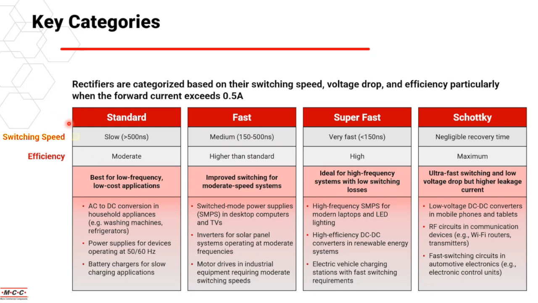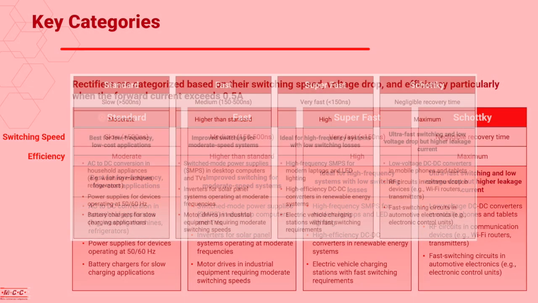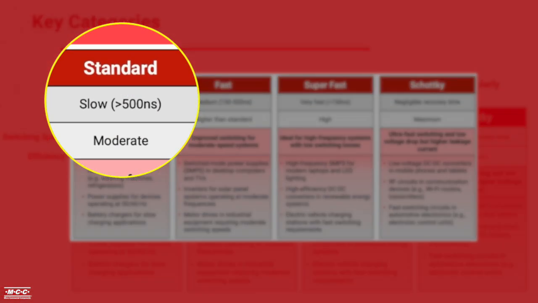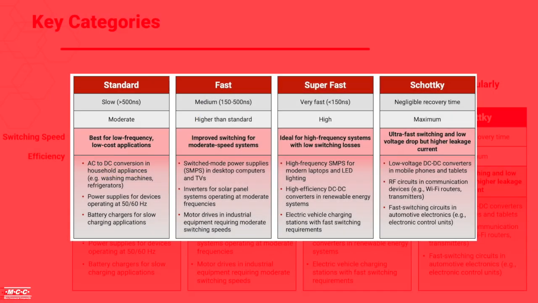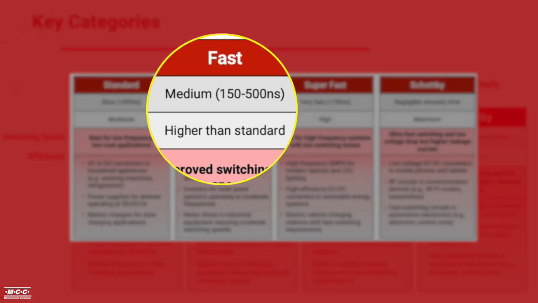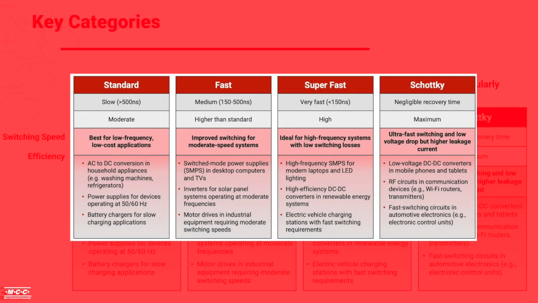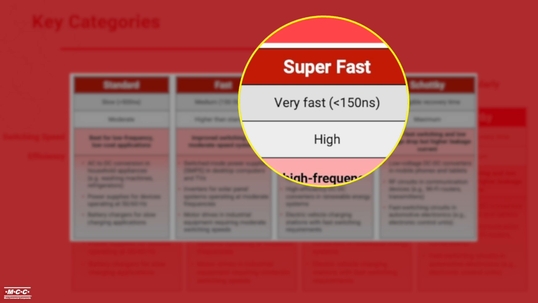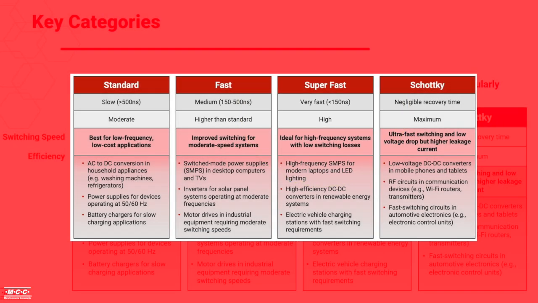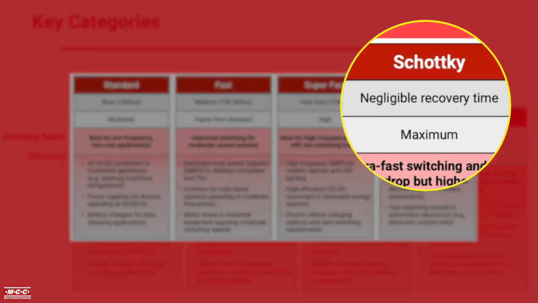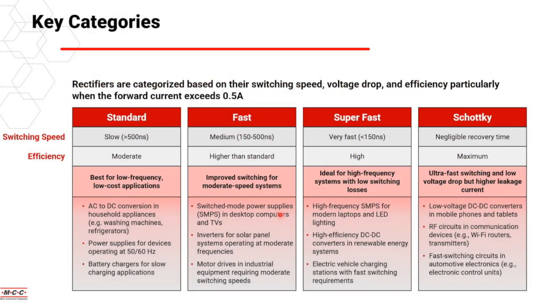If you look at the switching speed, we can use the reverse recovery time to indicate the switching speed of each category of rectifiers. For standard recovery rectifiers, normally you will have reverse recovery times of more than 500 nanoseconds. For fast recovery, the time falls between 150 nanoseconds and 500 nanoseconds. For super fast recovery, the reverse recovery time is less than 150 nanoseconds. And for Schottky barrier rectifiers, you will see reverse recovery times below 20 nanoseconds. So you can see each of them has its own benefits and disadvantages.